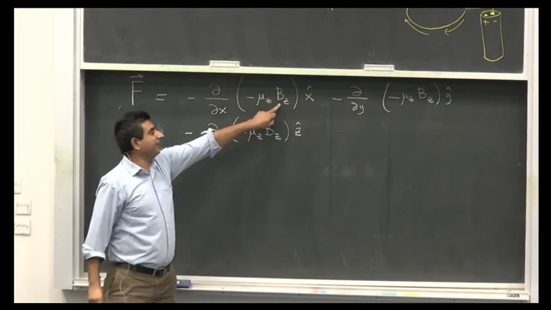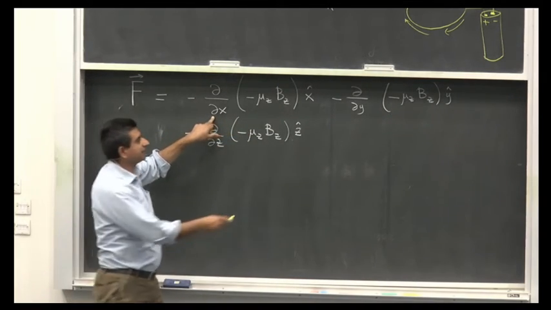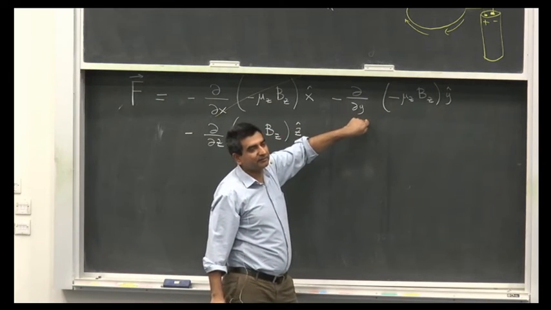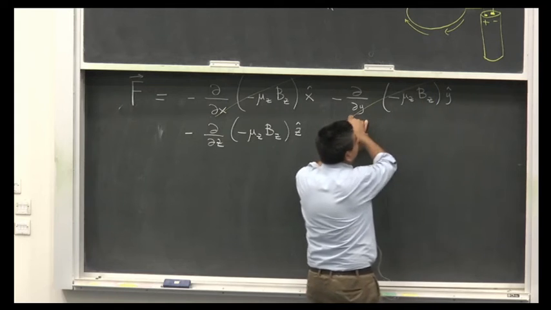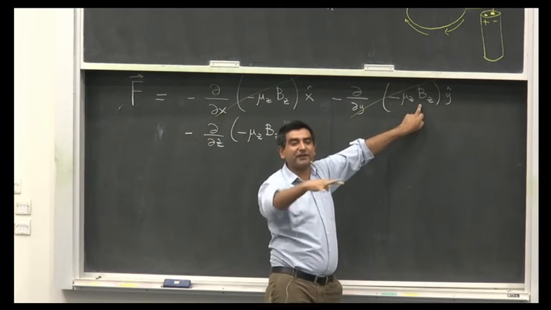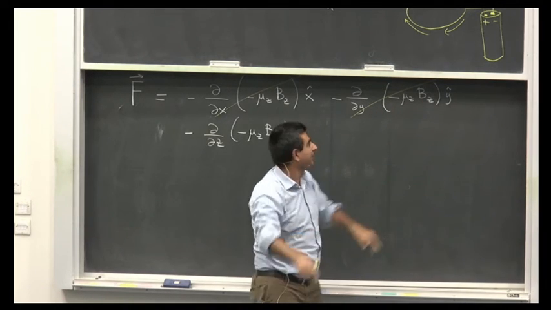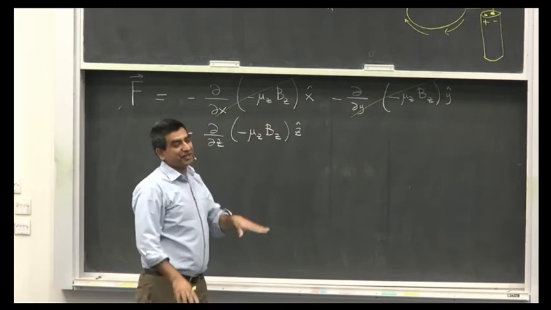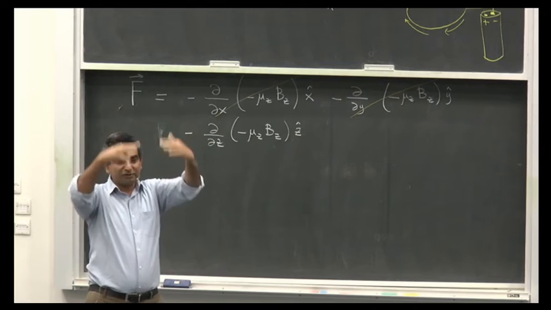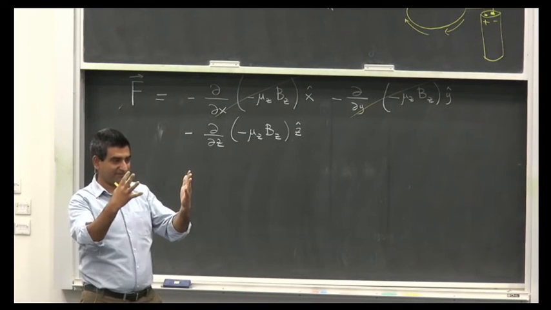Now does bz change with x? No, this term is 0. Does bz change with y? No. Remember that b has a component along z and it can change along x, y or z. But bz doesn't change along x or y. bz, however, does change along z because the field is weaker at the bottom and stronger at the top. So there is a derivative of the field. There is a gradient in the field.